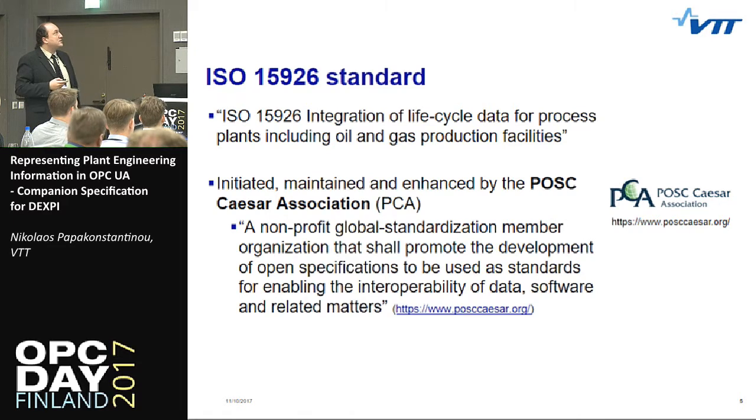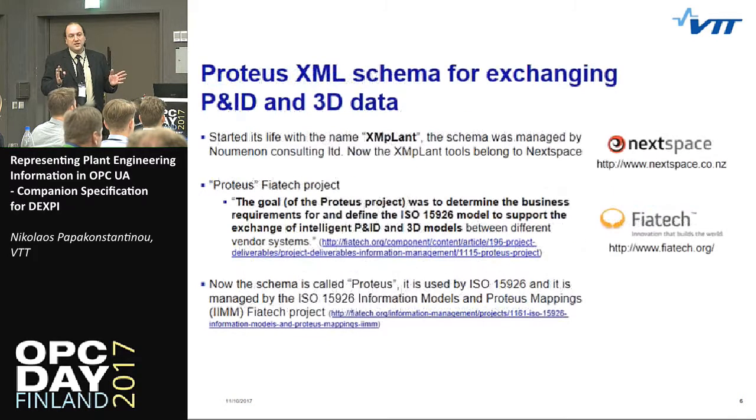Another relevant technology is the Proteus schema. The Proteus schema gives us a way to store piping instrumentation information. It started its life called XMPlant, but now after the Proteus FIATECH project, the name has changed into Proteus, and it is the schema that supports the ISO 15926. So the ISO 15926 is a more generic specification, and then the Proteus is the XML way to transfer the data.